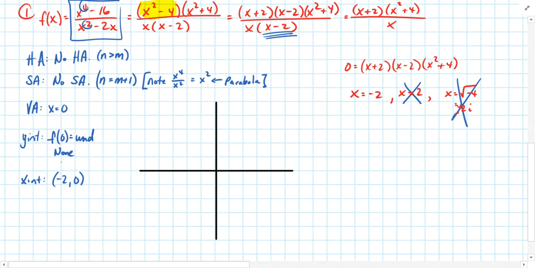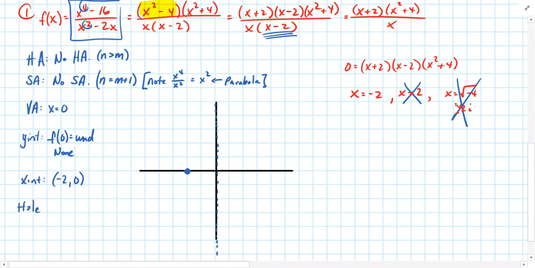We have a vertical asymptote at x equals 0. So we're not working with a whole lot right now. Here's our vertical asymptote. We have an x-intercept at -2. So let's see if we can identify where that hole exists.